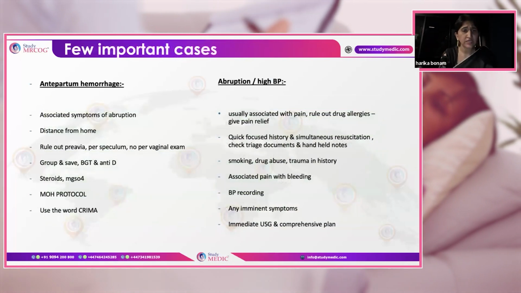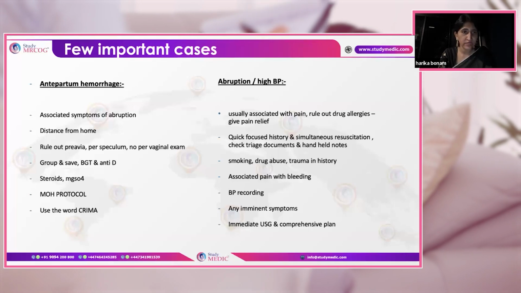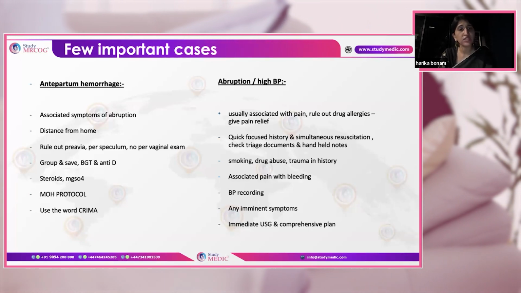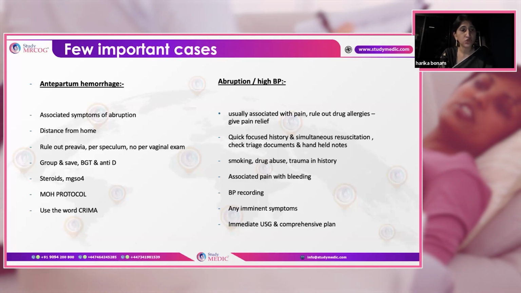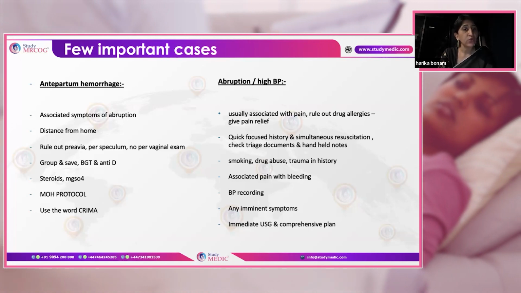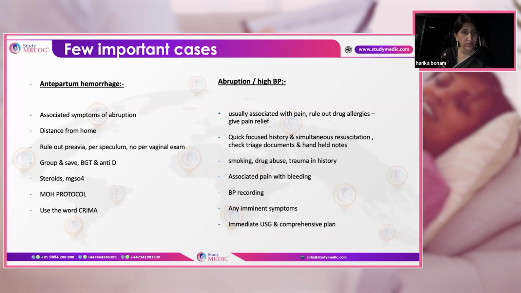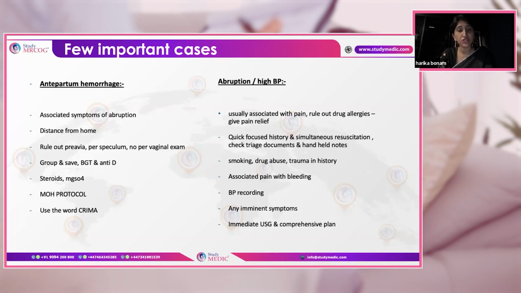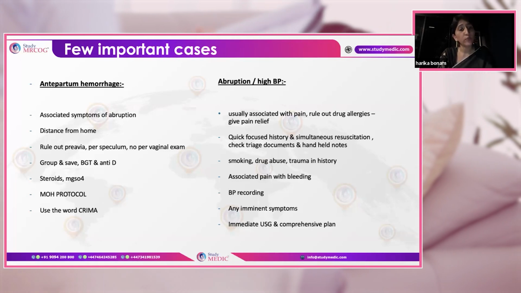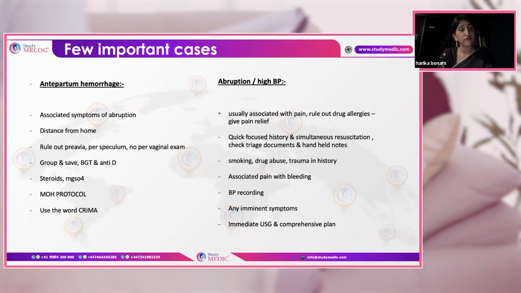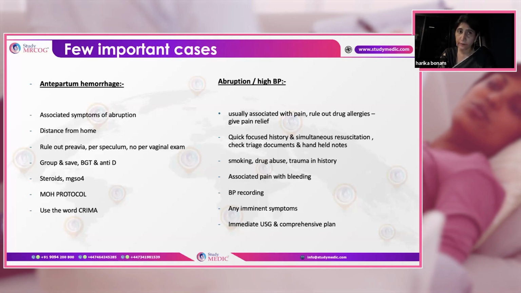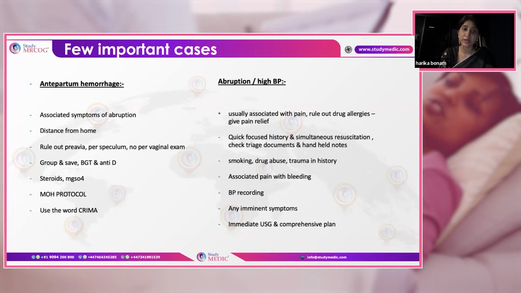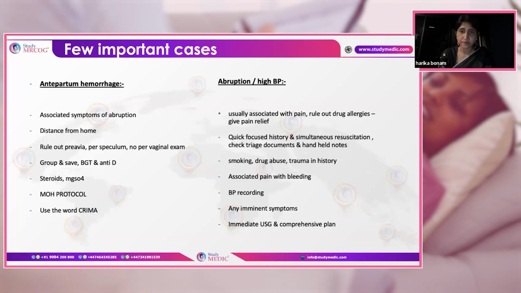Now, a few important points I wanted to discuss. In antepartum hemorrhage, always think about any associated symptoms of abruption, because abruption should not be forgotten. And see the distance from home in these cases, especially in placenta previa. Rule out previa and then do a per speculum examination. Don't do a per vaginal examination. Group and save is very important. Check the blood group and give anti-D accordingly. In antepartum hemorrhage patients, we usually give steroids and magnesium sulfate. Use the words CRIMA and major obstetric hemorrhage protocol.